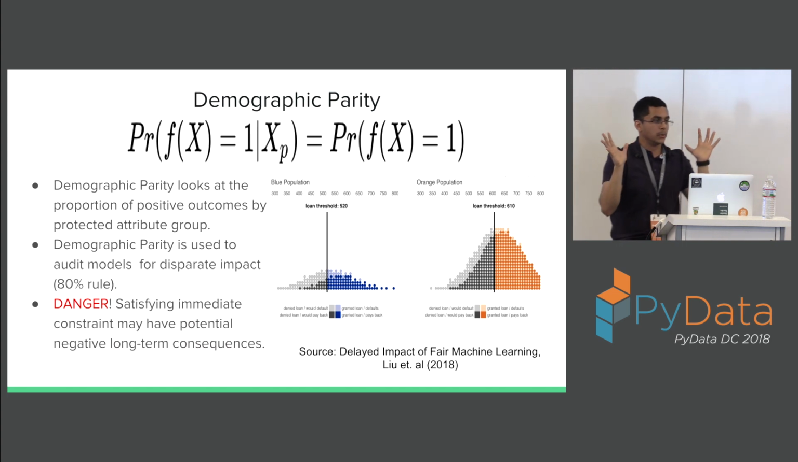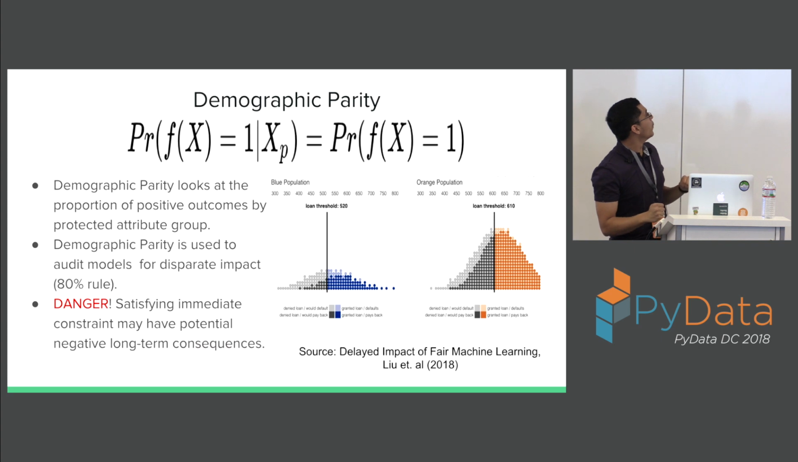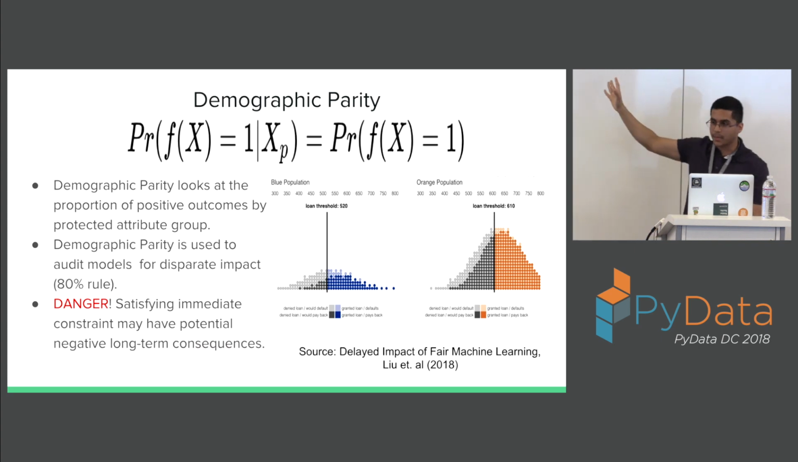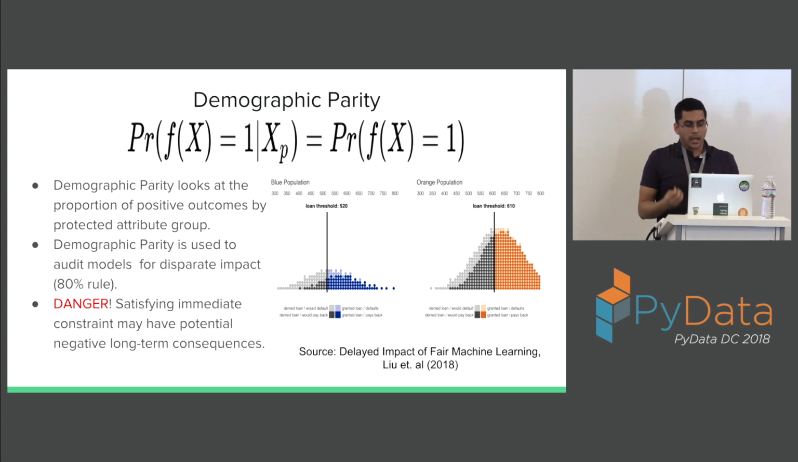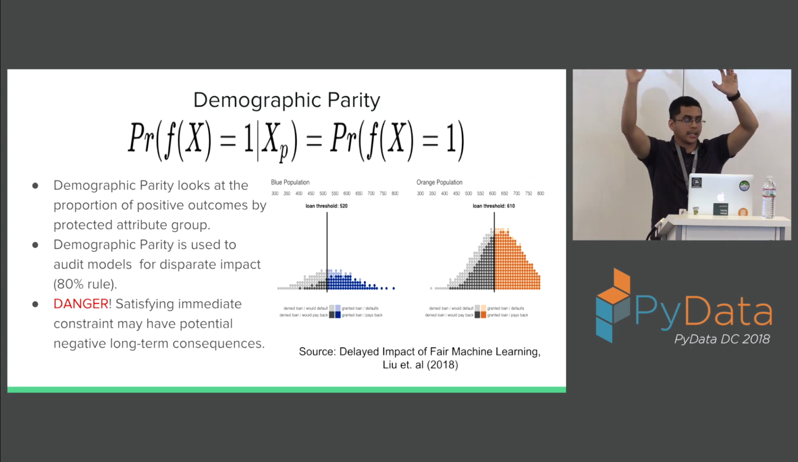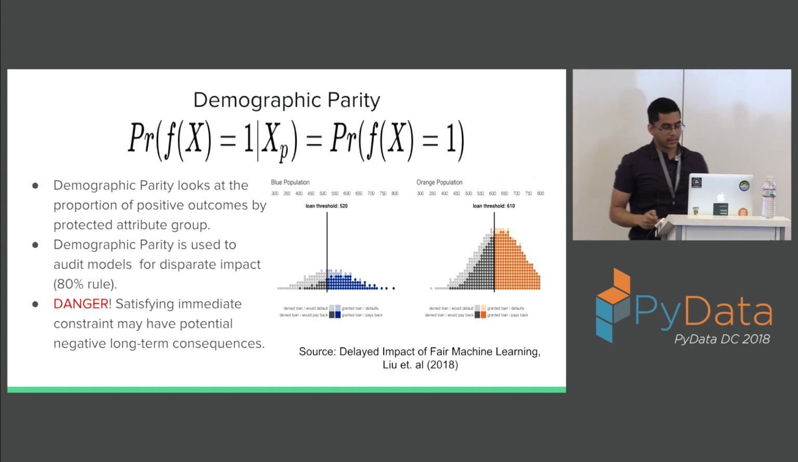I know math is kind of spooky, but that's the general idea the formula is trying to convey, and it's based on two Stanford research papers. I just took their notation. This is what we use to audit models for disparate impact. We follow this 80% rule: is the probability of getting a loan given that you are a man, and the probability of getting a loan given that you're a woman, within 20% of each other? They have to be within 80% of each other, meaning they're off by at most 20%.